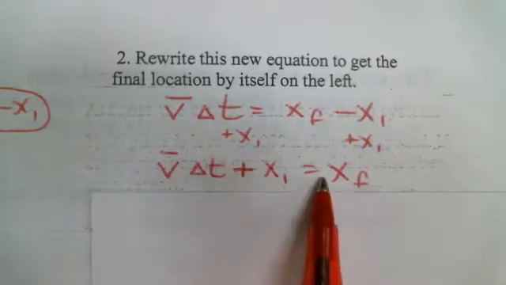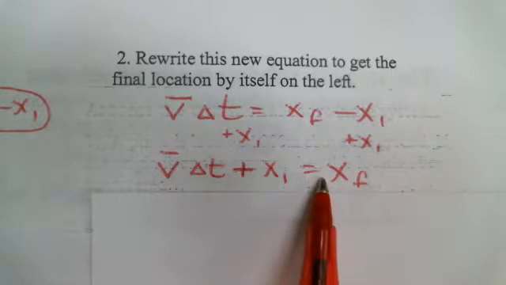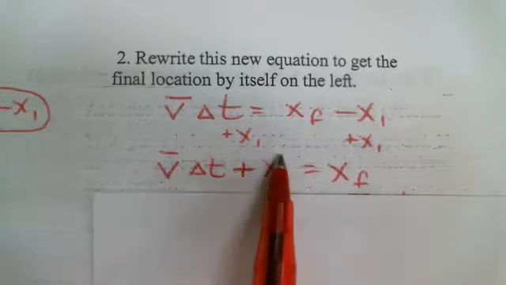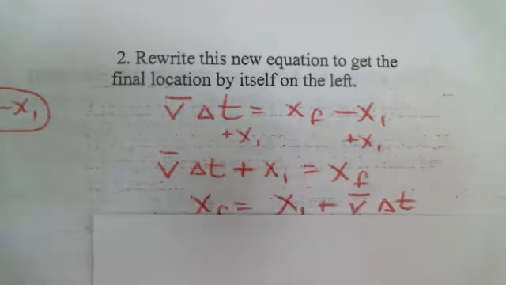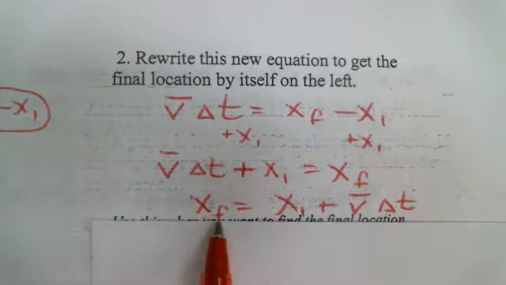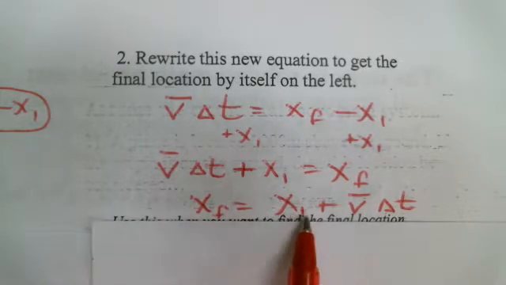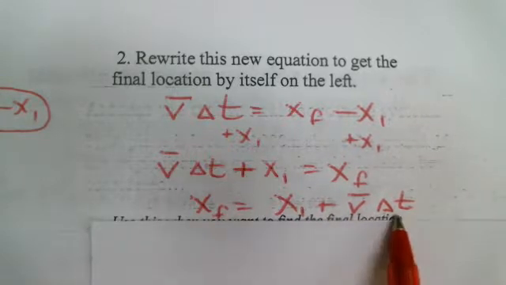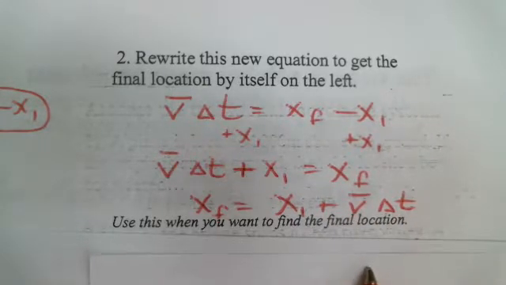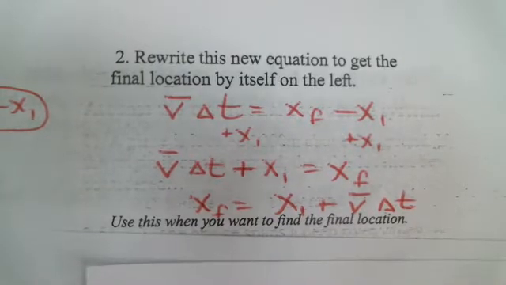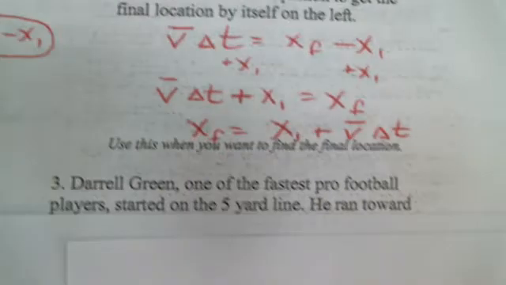and I get this. And now I'm going to flip-flop everything. I'm going to move the final location to the left, and I'm going to move all of this stuff to the right and reorder it. And so we get this. X sub f, the final location, is equal to the initial location plus the average velocity times the elapsed time. We use this equation when you want to find the final location of an object. So let's use these equations to solve a couple problems.